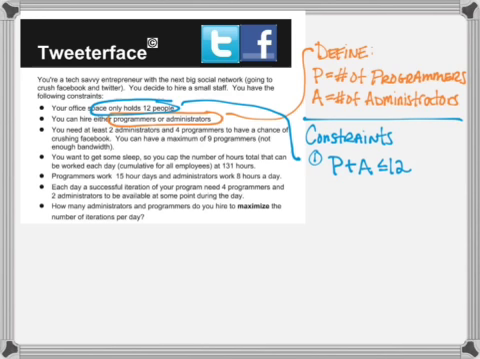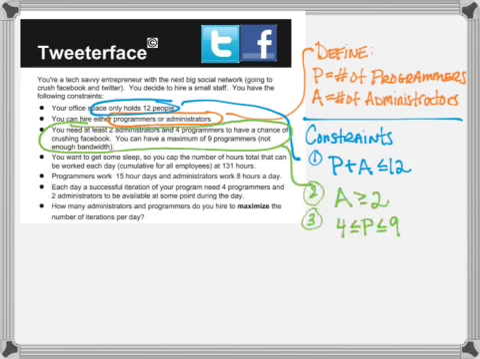All right, if we look at the third bullet, it says you need at least 2 administrators and 4 programmers to have a chance of crushing Facebook. You can have a maximum of 9 programmers. So we get 2 inequalities from that. The administrators has to be greater than or equal to 2. The programmers has to be greater than or equal to 4, but less than or equal to 9. So if I took the minimum administrators and the maximum programmers, does that satisfy the number of people constraint? So far, so good. That would be a feasible combination, but we haven't used all the information yet.